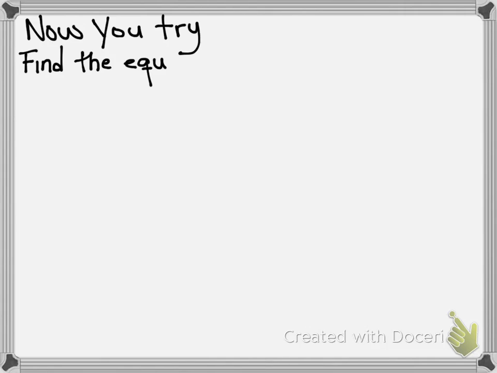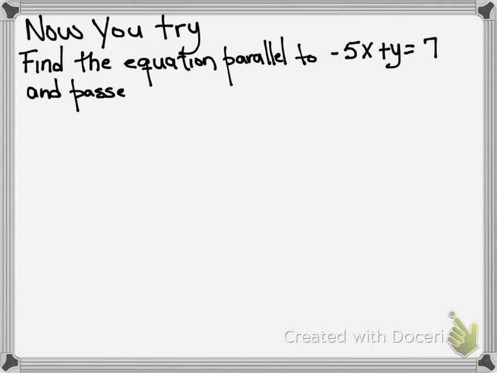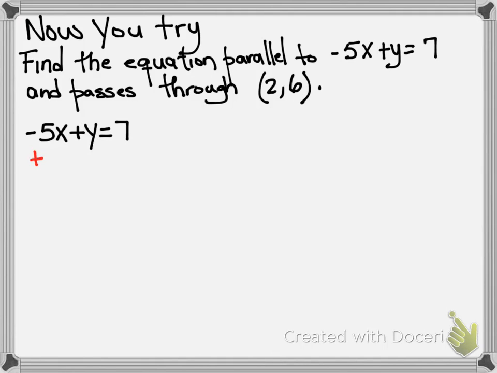Now I would like you to try this by yourself to see if you can obtain the line that is parallel to negative 5x plus y equals 7 and passes through 2, 6. Ladies and gentlemen, if you do this work, you should end up with the following. First, you must isolate y, and you get y equals 5x plus 7. Now you use the point you have because you have your slope.